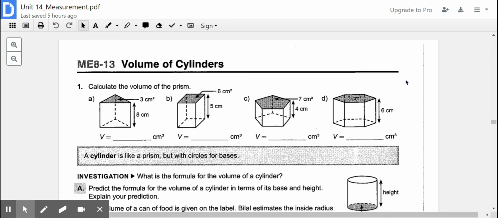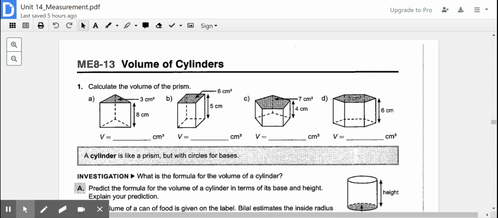Hello, welcome. We're going to do our next math lesson, which is measurement 8-13, volume of cylinders. This is found in your Jump Math workbook on page 157 and 158. So let's get started. The first thing is, it says calculate the volume of the prism.